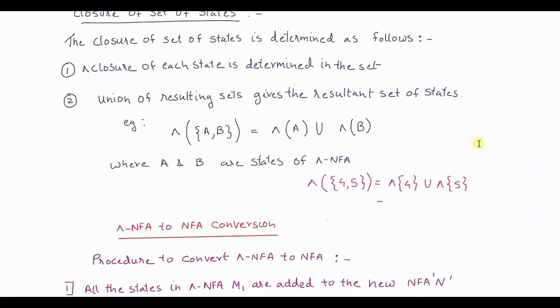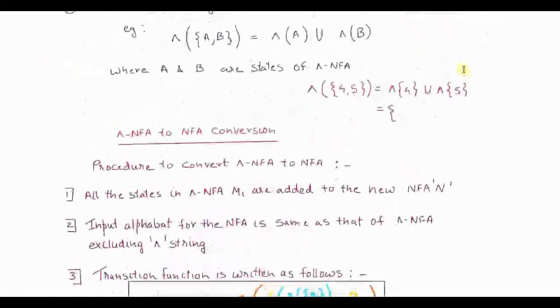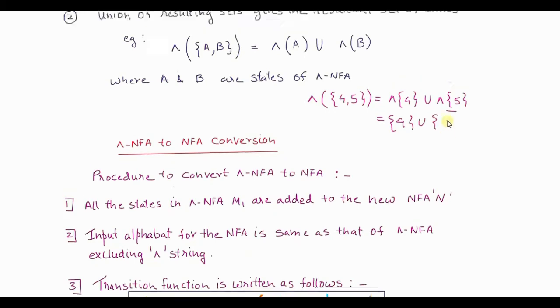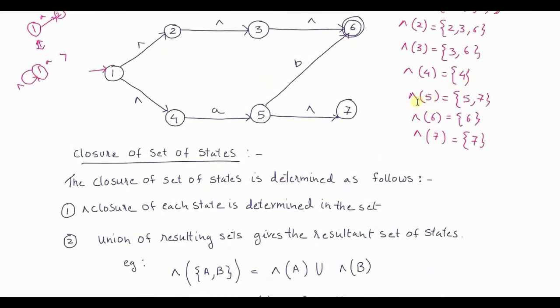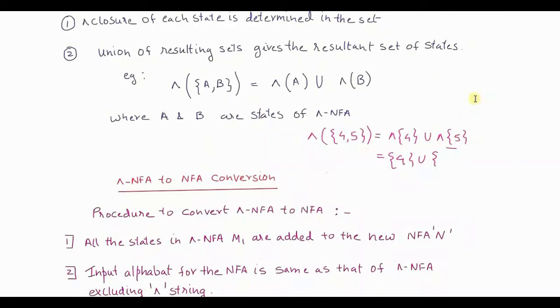And then we are going to find out what is closure of 4. Looking at the figure here, we already know closure of 4 is 4 itself. So I will be writing 4 here. Union, and individually what is the closure of 5? We have already calculated that. Closure of 5 is 5 comma 7. So I will write here 5 comma 7. Then what is 4 union 5 comma 7? This will give you 4 comma 5 comma 7.